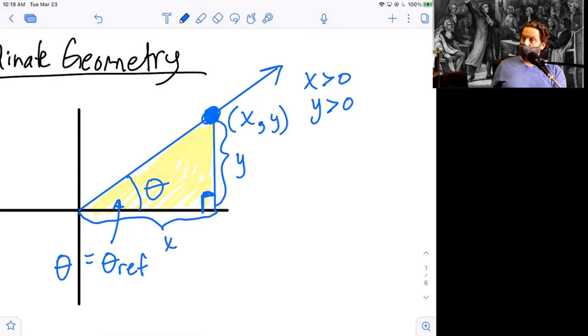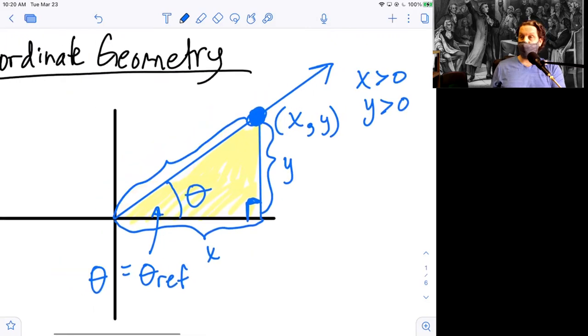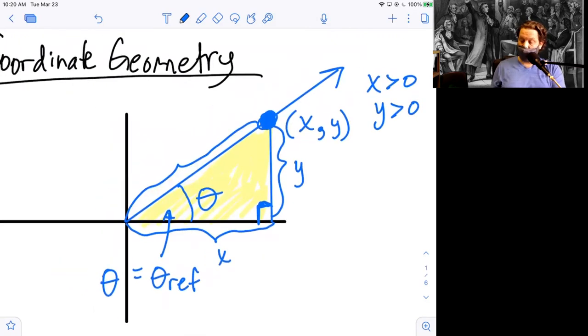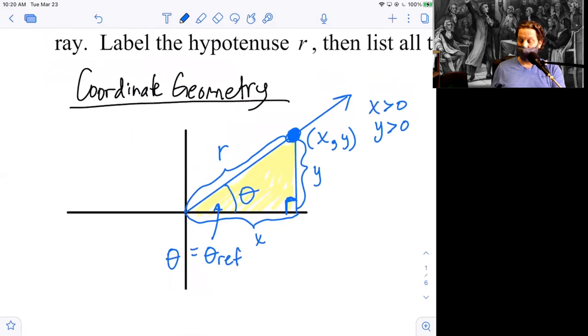So instead of using the opposite, we're going to use y. And instead of using the adjacent, we're going to use x. Now this here, instead of using h for hypotenuse, and it still is, we're going to use little r. Why little r? What do you think?